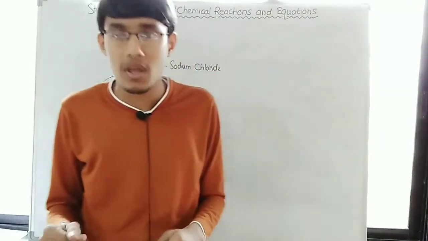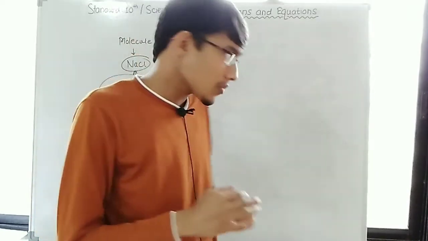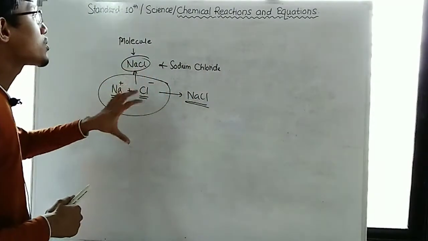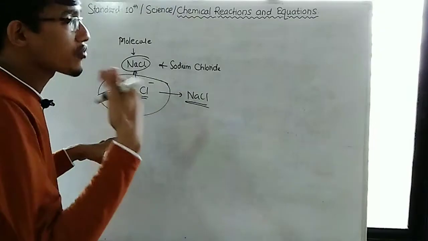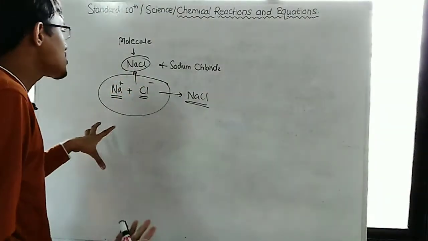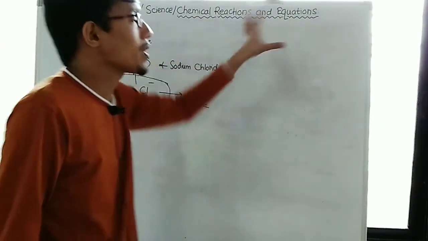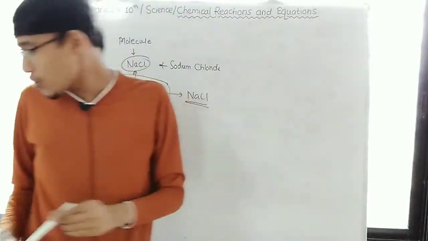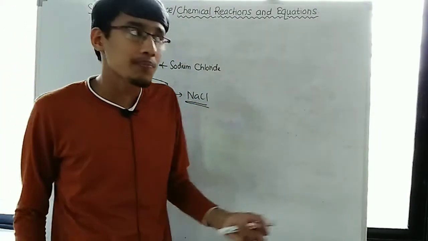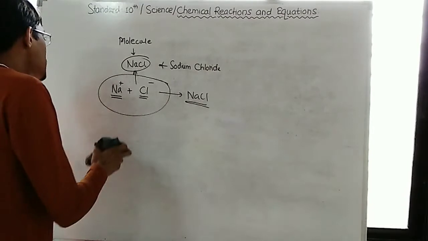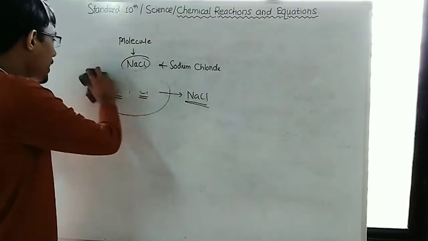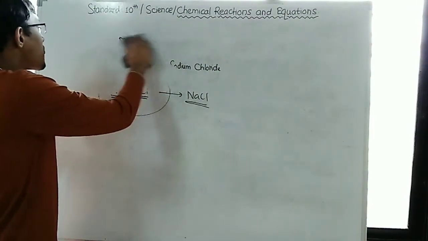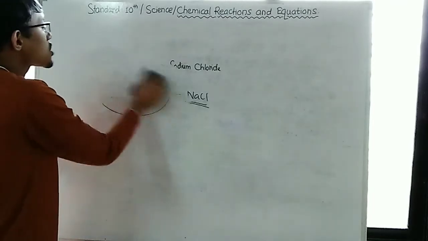Now, if we talk about reactions, there are several types of reactions, and those reactions are represented with the help of equations. So what is a chemical equation? It is the combination of reactant and product. Let us study first what is a reactant and what is meant by product.